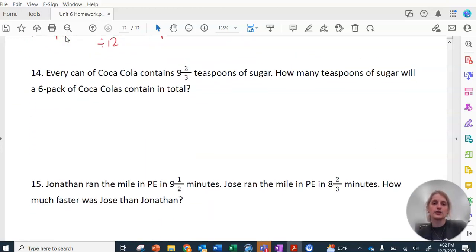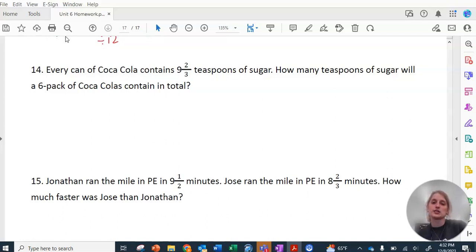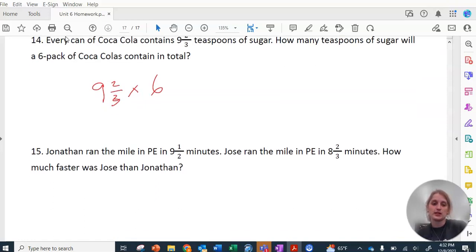Number 14, every can of Coca-Cola contains 9 2/3 teaspoons of sugar. That seems like a lot. How many teaspoons of sugar will be in a 6-pack of Coca-Cola? So a 6-pack is 6 times what the one of them has. So you're going to do 9 2/3 times 6. Remember that they both need to be fractions. Probably improper, but fractions, not mixed numbers, not whole numbers.